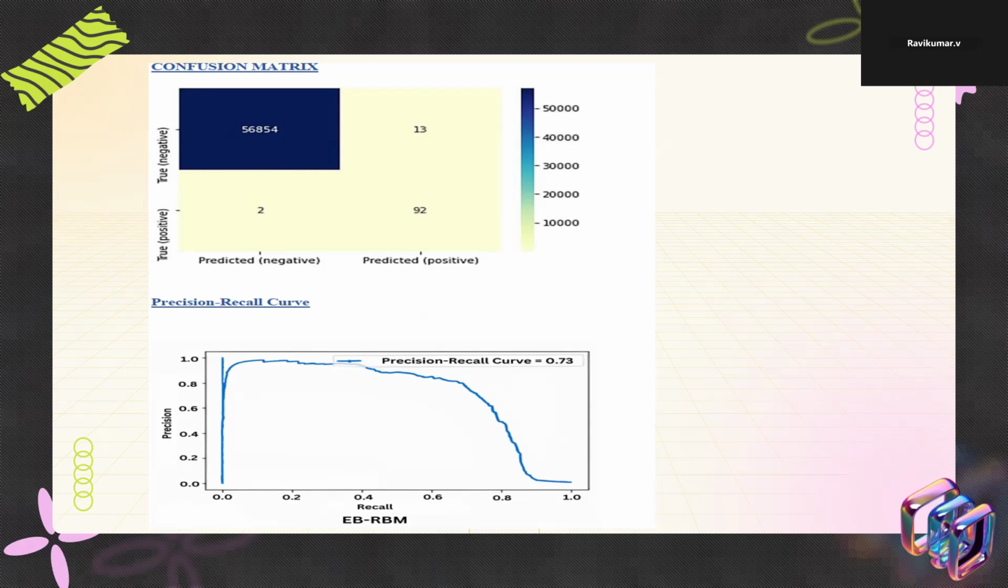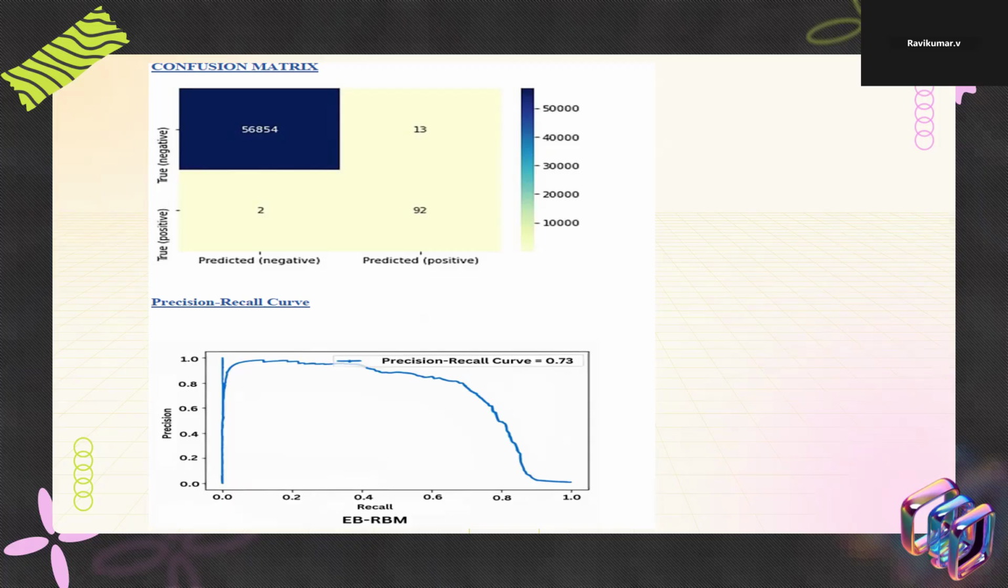This diagram shows the confusion matrix. It shows how well the model classified fraud versus non-fraud. 56,854 normal transactions were correctly identified, true negatives. 92 frauds were correctly detected, true positives. Only 30 normal transactions were wrongly flagged as fraud, false positives. These two frauds were missed, false negatives.